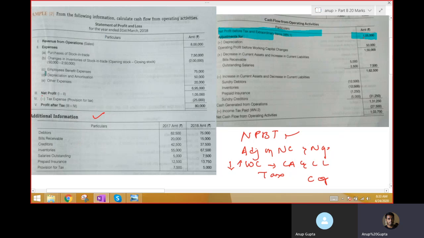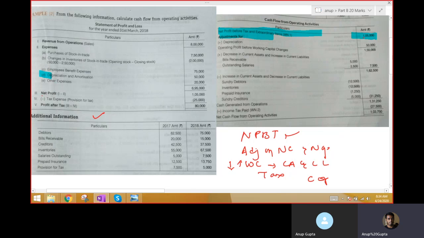Now let us see for interest. There is no finance cost, so there is no interest. In revenue from operation, there is no other income, so there will be no other income which has to be subtracted. What is there? Purchase of stock in trade, which is operating. Changes in inventory is also operating. Employee benefit is also operating.